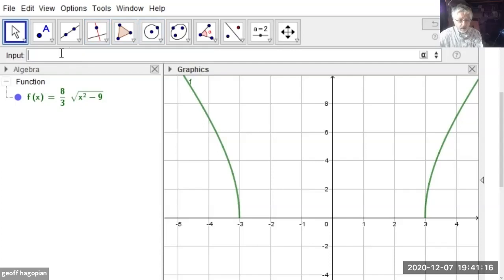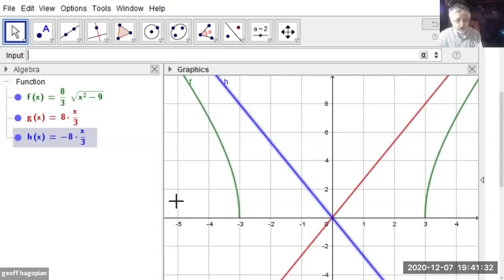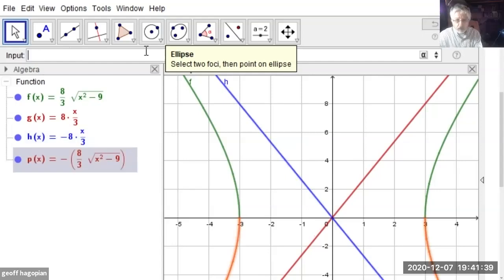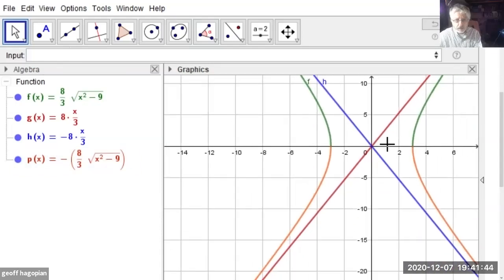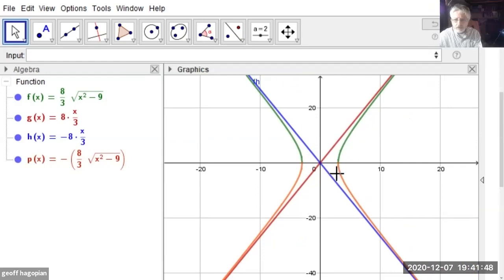Let's plot in the asymptote 8x over 3. All right, that's an asymptote, it turns out. Also negative 8x over 3, right? So those are the two asymptotes. How do we get the bottom half of the curve? Well, that's just going to be the negative f of x, right? So there's the bottom half of the curve. And let's zoom out a bit, okay? As we zoom out, we see, yeah, it certainly is approaching the asymptotes, right?